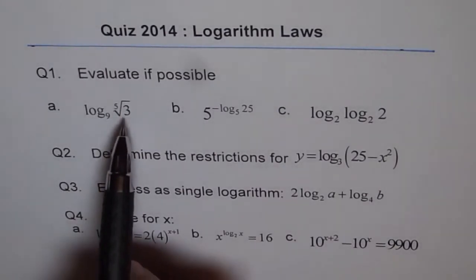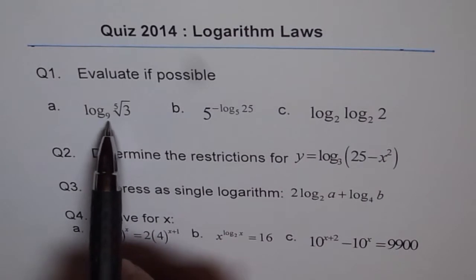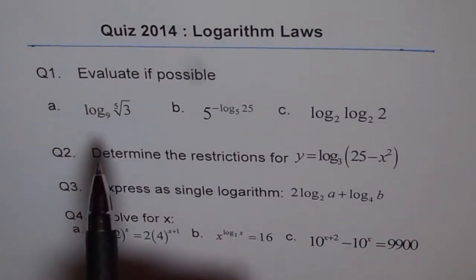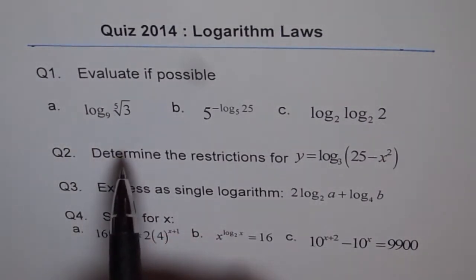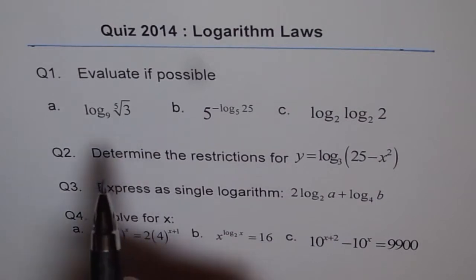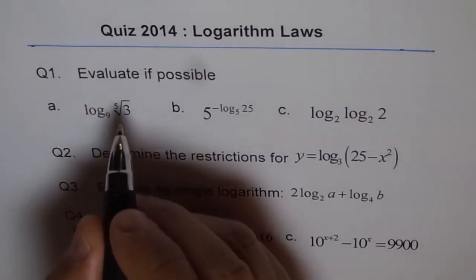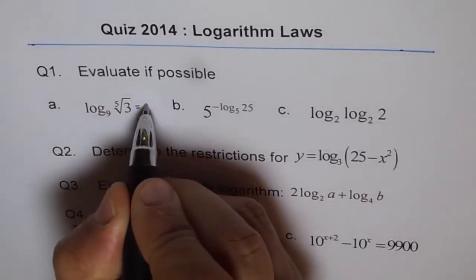So we need to write this in terms of 9, the same base. Then it becomes very simple to solve. So that is one way of doing it. The second way is, of course, you can write it in exponential form and then do it. So let me write this in exponential form for the time being. Let this be equal to x.